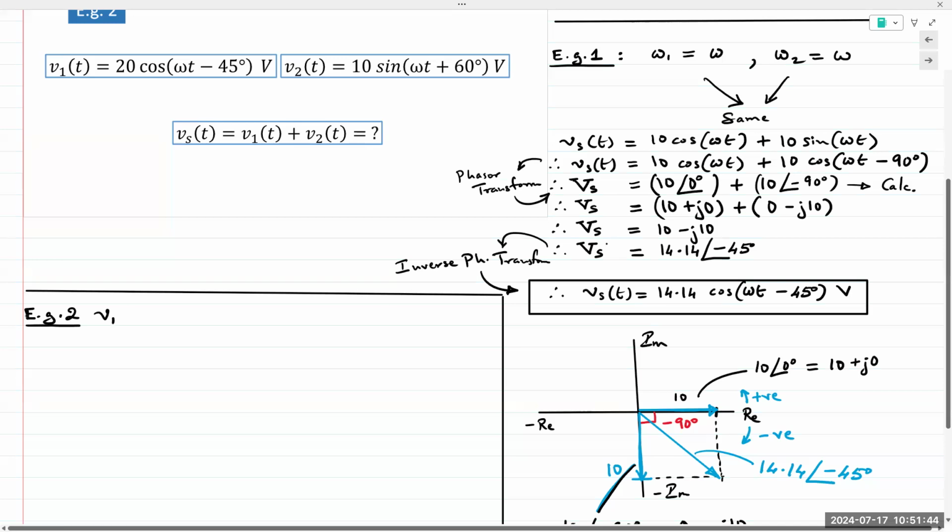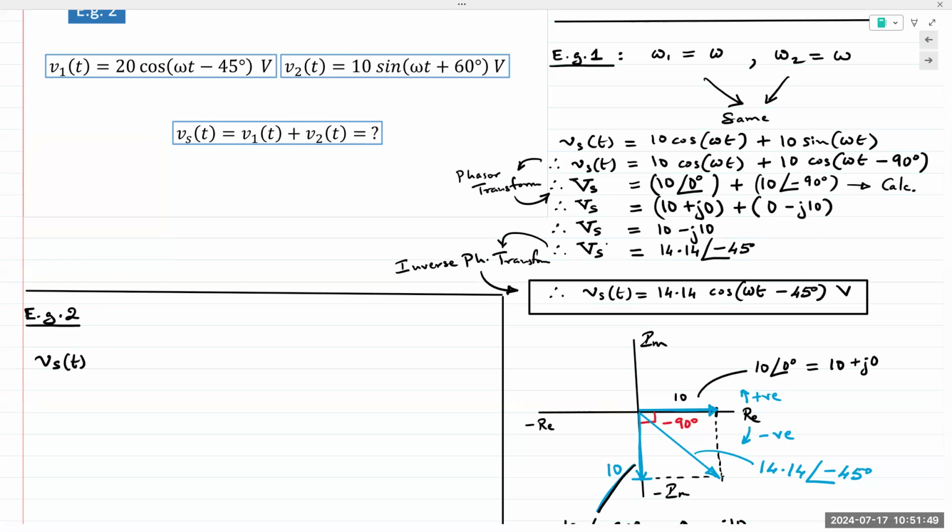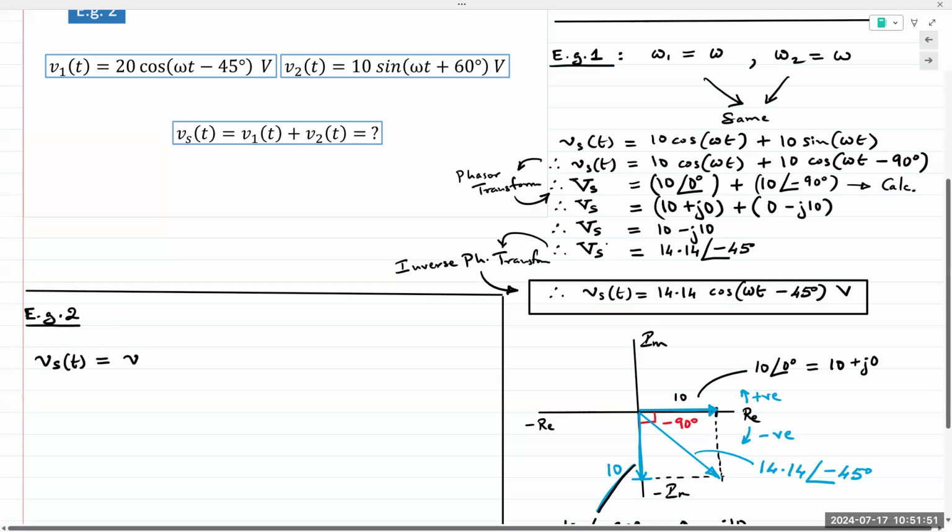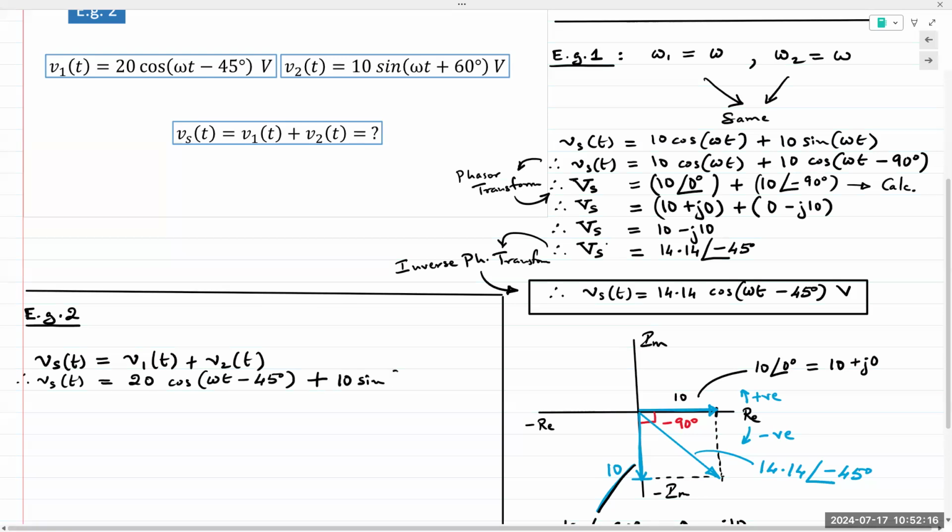Similarly, example 2 has V1 of t and V2 of t given to us, and we are asked to find Vs of t as V1 plus V2. I'm going to go a little faster this time. So it's 20 cos(omega t minus 45 degrees) plus 10 sine(omega t plus 60 degrees).